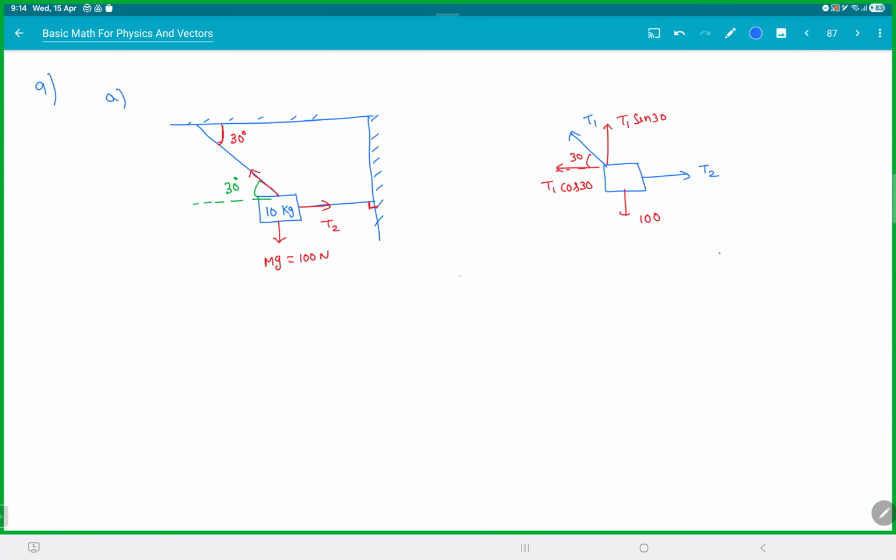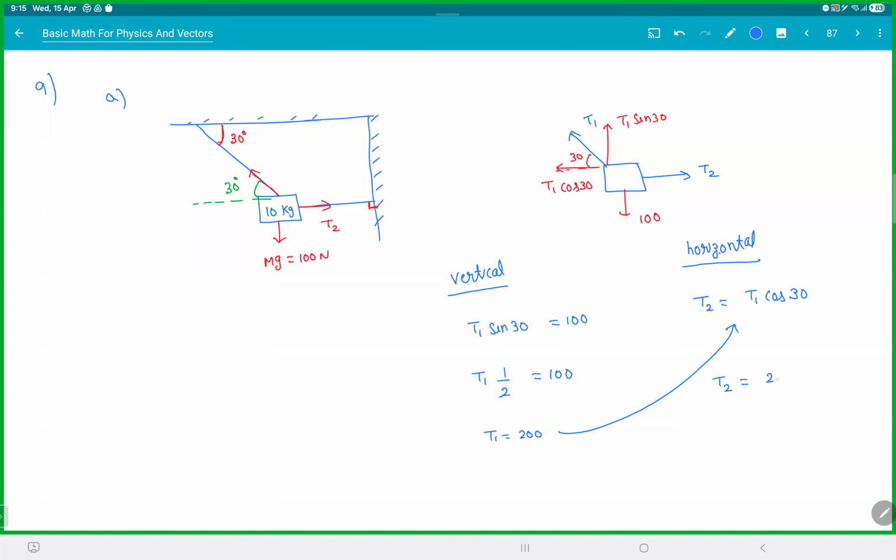Perfect. So in the vertical direction, T1 sine 30 must be balancing 100. Sine 30 is half. Therefore, T1 is 200. In the horizontal direction, T2 will be T1 cos 30. But what is T1? T1 is 200. Substitute here. That would be 200 cos 30, which is root 3 by 2. 100 root 3. I hope everyone's clear with these calculations.